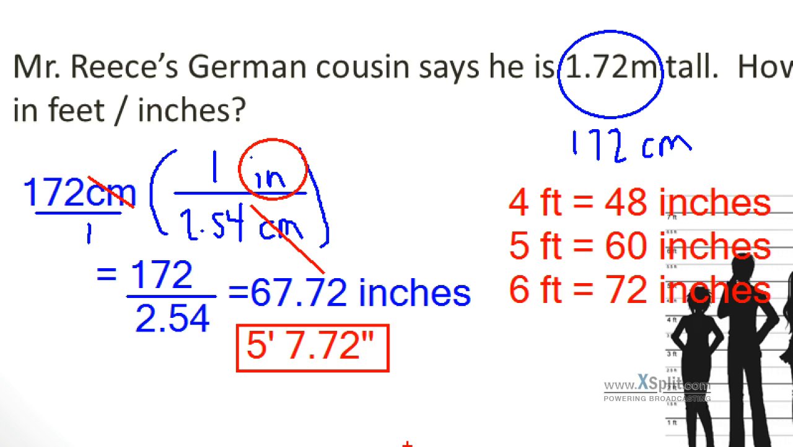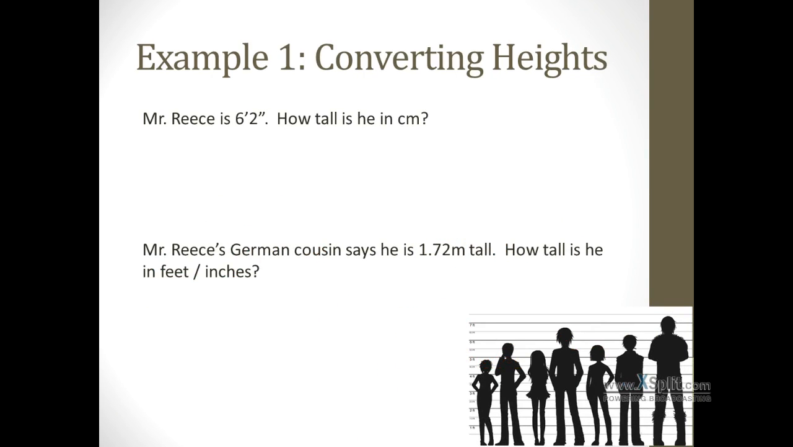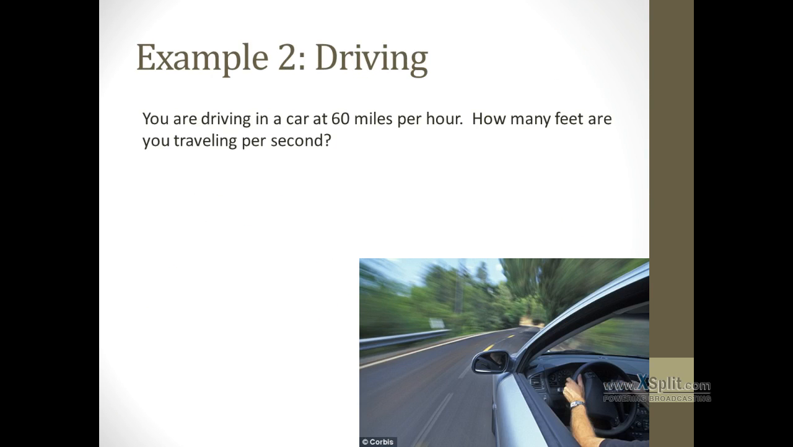Let's go and flip on over to the next page in our notes. Those first couple of problems, we were just converting a single unit to another single unit. What happens if we have something different, like miles per hour? You're driving 60 miles per hour, and you're looking outside the window, and you wonder to yourself, how many feet are you traveling in any given second?